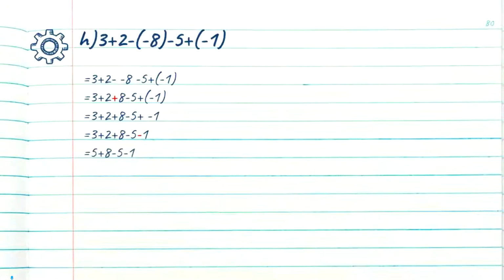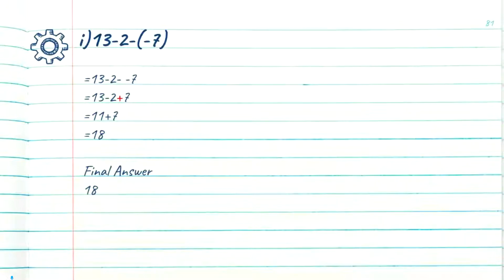3 plus 2 is equal to 5, and we drop the rest of the equation. Now we look at the first operation. 5 plus 8 is 13, and again we drop the rest of the equation. 13 minus 5 is equal to 8, bringing down the minus 1. Now our last operation is 8 minus 1, which is 7. So our final answer for this equation is 7.